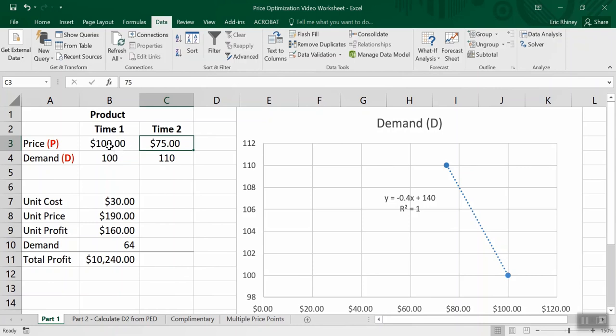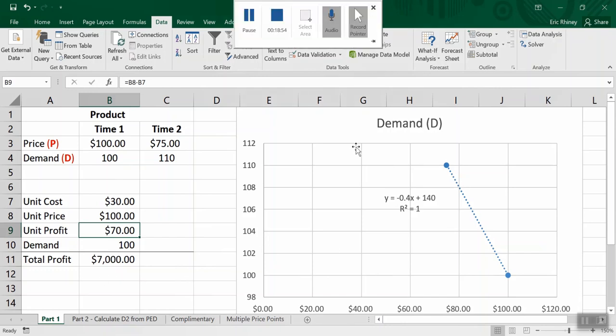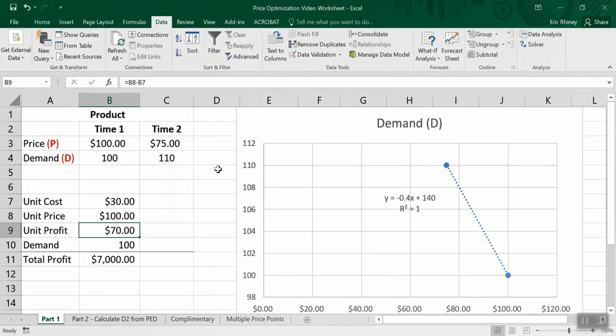Well, yeah, that's true. And we know that if we were to put $100 in here, let's see what the demand will be. If we put $100 in here, the demand will be 100, and that gives us $7,000. So we're leaving over $3,000 on the table selling at this price point. So that gives you an idea of how to use price optimization.